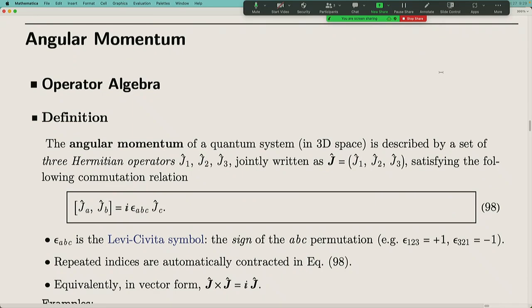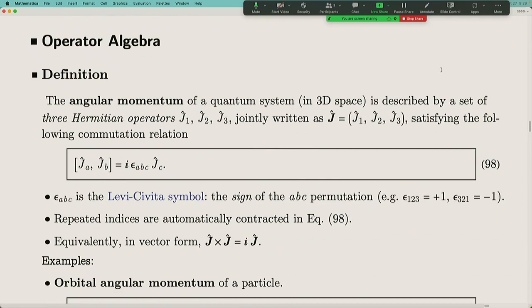Angular momentum is another important topic in quantum mechanics. It has to do with particles rotating. So angular momentum in classical mechanics basically says how much rotation is stored in these particles or any system. Angular momentum of a quantum system is described in a very abstract way. It's described by three Hermitian operators, because we know that in three-dimensional space, angular momentum is a vector that can point in any direction. So it has three components in three-dimensional space.